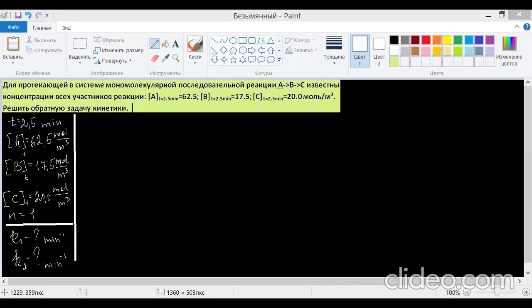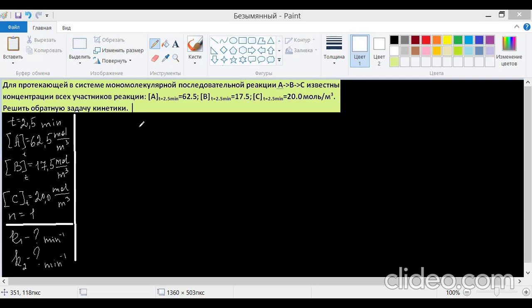So again, we've got a system in which a unimolecular consecutive reaction occurs. A turns into B, which turns into C. Well, and we've got the concentrations of all the participants of the reaction at time t, which is equal to 2.5 minutes. And they ask us to solve the inverse task, the inverse problem of the chemical kinetics.